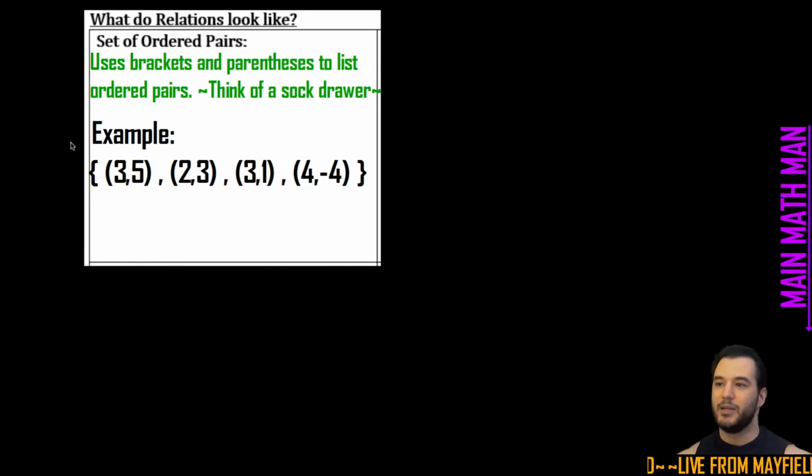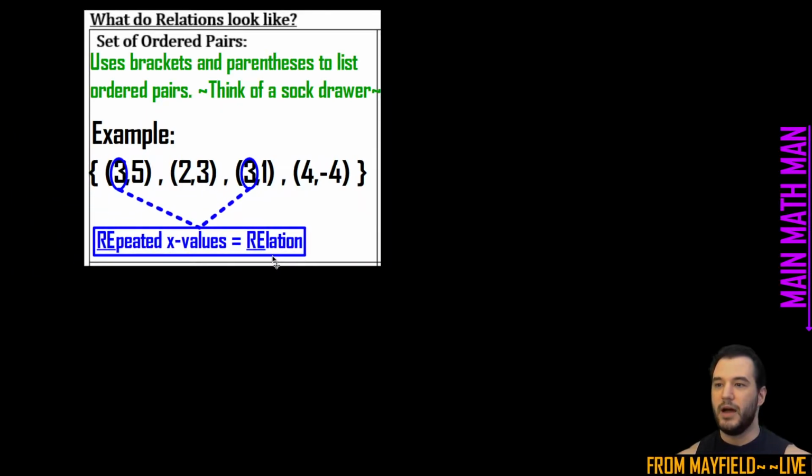Moving on, again, you want to make sure you're seeing, for example, if these are some ordered pairs, you notice, hey, when I'm looking at those ordered pairs, I would say that, well, I know that there's 2 points that are repeated x values. So again, this is going to be our key point. Those repeated x values means it is a relation.